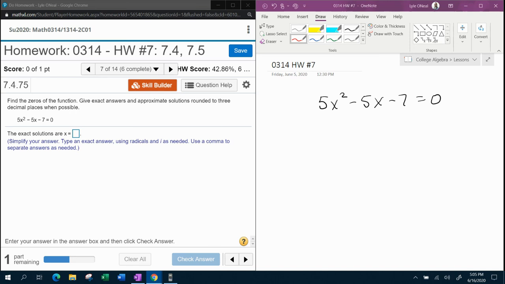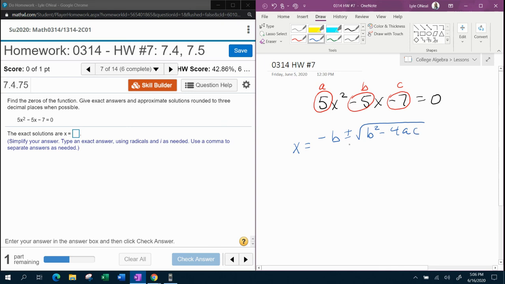All right, so what do we know here? We know that A is 5, B is -5, and C is -7 if you're going to use the quadratic formula. Does everybody have the quadratic formula memorized? If not, I'm going to give it to you in song. Here we go. X is equal to -b plus or minus the square root of b squared minus 4ac all over 2a. And there's your quadratic formula. We now need to plug and play.